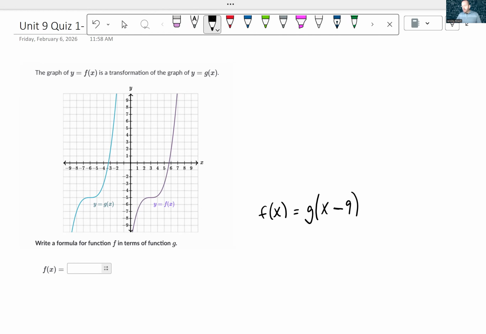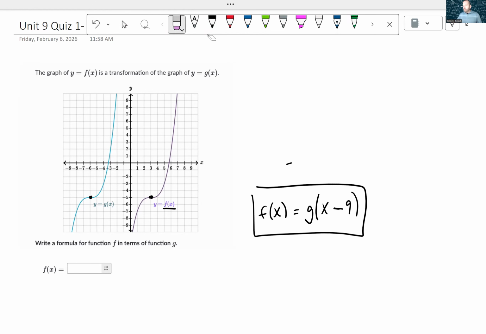We're not shifting up or down. If we look at these two dots here, we're not shifting up or down. So we're not going to plus or minus anything over here. That just stays blank. And so that's going to be our final answer. So this graph we're saying equals the blue graph. I'm going to say the purple graph equals the blue graph minus 9.